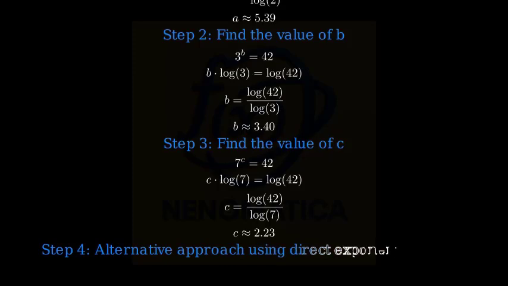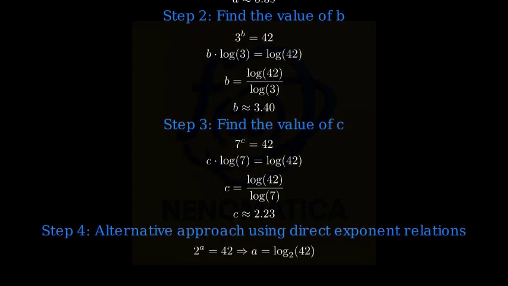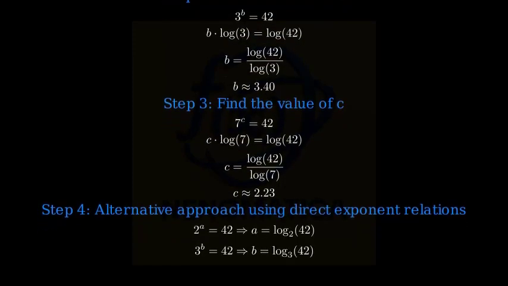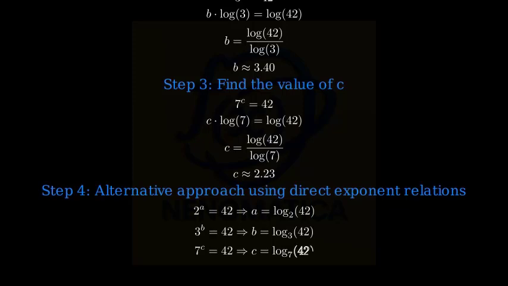Let's now take a different approach by using the relations directly. From our given equations, we can derive that 2 to the power of a equals 42, which means a equals log base 2 of 42. Similarly, b equals log base 3 of 42, and c equals log base 7 of 42.